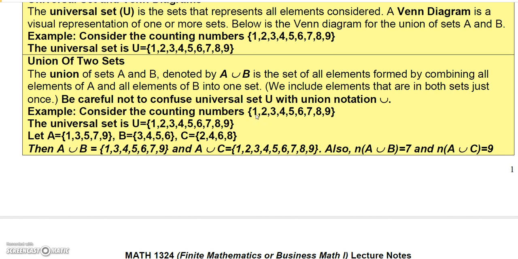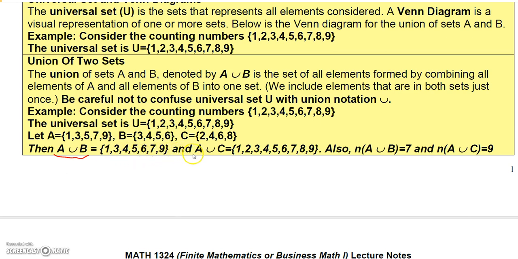So for instance, let's say the universal set is the numbers 1 through 9, and let's say that set A is 1, 3, 5, 7, 9, and let's say set B is 3, 4, 5, 6, and let's say set C is 2, 4, 6, 8. Well, then to define A union B, we would take all the numbers that are in A, 1, 3, 5, 7, 9, combine them with all the numbers in B, 3, 4, 5, 6, but we wouldn't duplicate the 3 and the 5. We would just write them once.